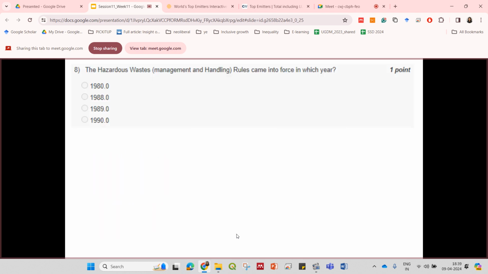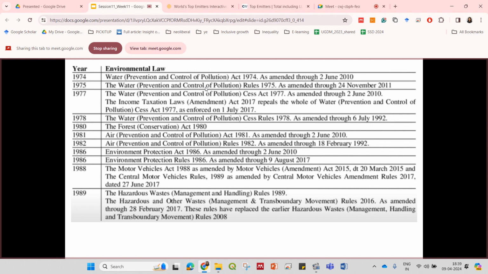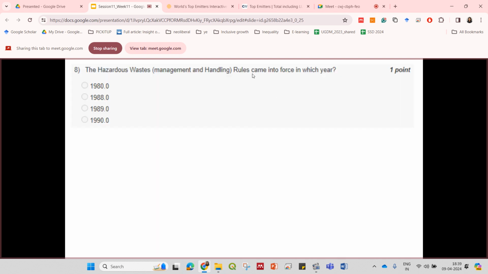So moving on to the next question, which is: the hazardous waste management and handling rules came into force in which year? Again, for this question, you need to consult this timeline of environmental laws. You can see the hazardous waste management and handling rules came out in the year 1989. So that is the answer to this question.